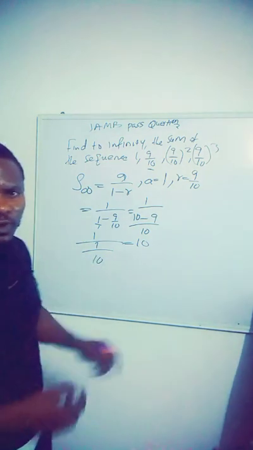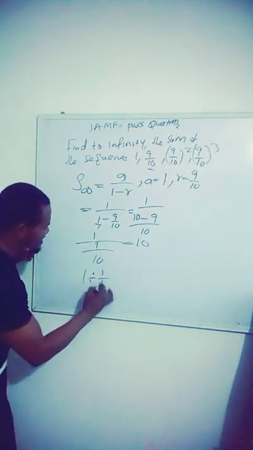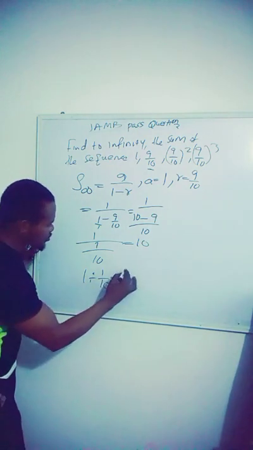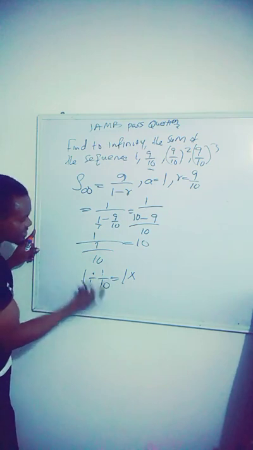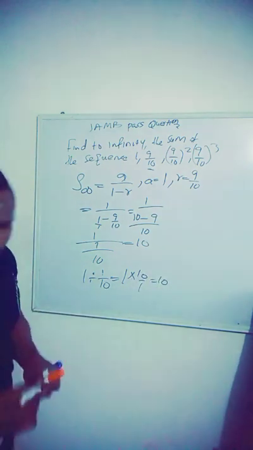Or do you want to know how it becomes 10? This is 1 divided by 1 over 10. Which is equal to 1 multiplied by, whenever you change this to multiplication, you invert the next term. That is 10 over 1, which is 10. So I hope you got that.